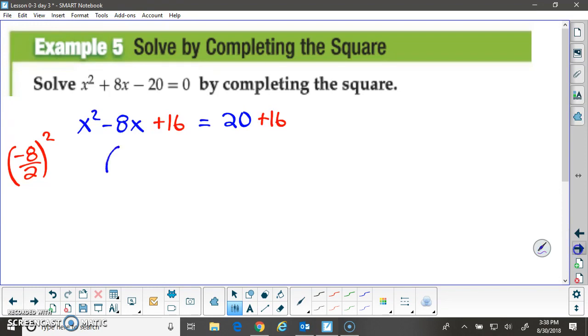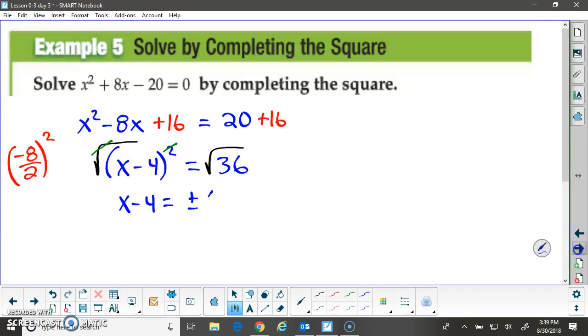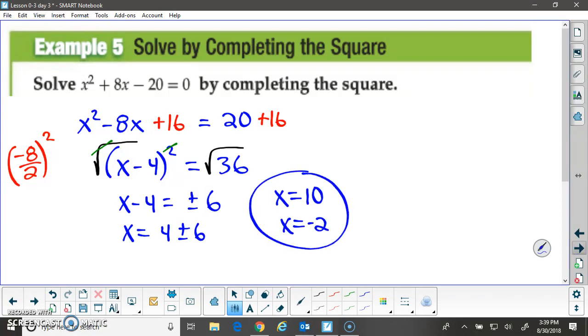And now I can rewrite the left-hand side as x minus 4 squared equals 36. Now I will solve for x by square rooting both sides. Square root and square cancel. Leaves us with x minus 4 equals plus or minus 6. Bring the 4 over, and we get 4 plus or minus 6, and our two solutions would be 10, 4 plus 6, and negative 2, 4 minus 6. So there's two examples of solving a quadratic by the method of completing the square.